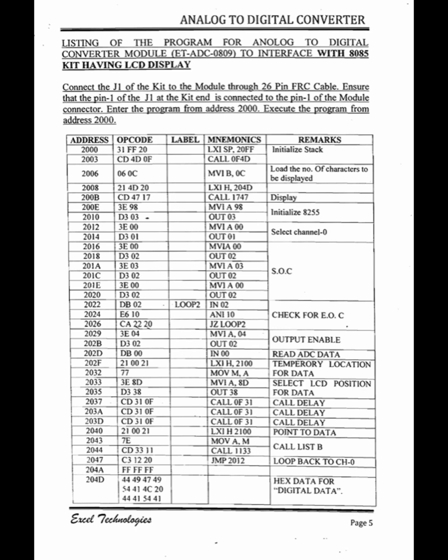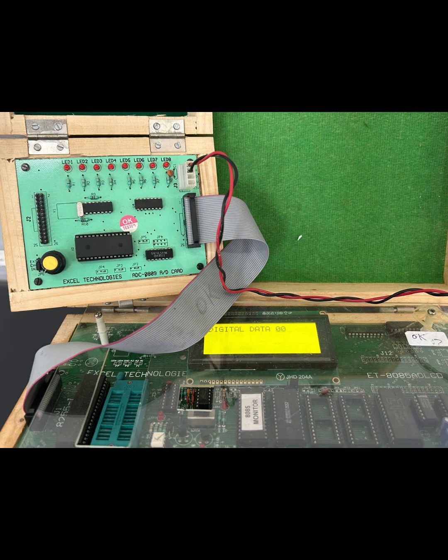The program initializes the 8255 interface so that port A works as input and port C works as output. Then it selects channel 0 of the ADC, sends the start of conversion signal, waits until the end of conversion signal is received, enables output, reads the digital data from the ADC and displays it on the LCD display. Now I will execute the program.